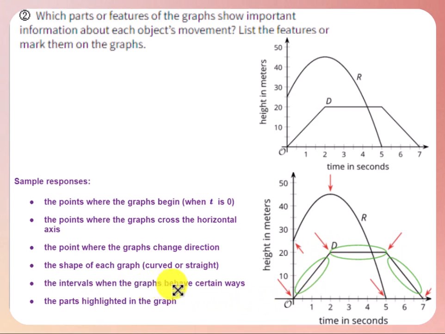The intervals when the graphs behave certain ways. So we have an interval here, in this green circle, where it's increasing at a constant rate, and then it stays at the same height, and then it decreases at a constant rate. The parts highlighted in the graph. Okay, anything else that you need to highlight, go ahead and do that, but make sure you understand how to talk about what's happening with the drone and the rocket.